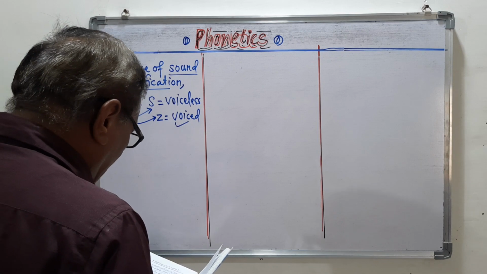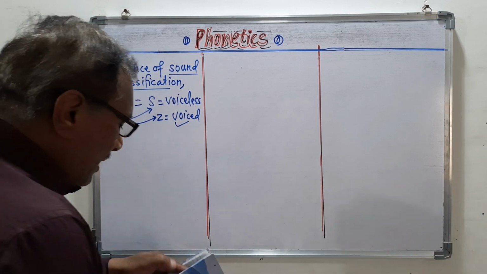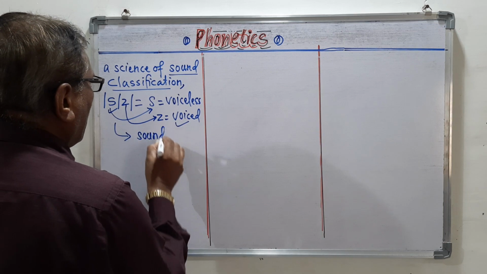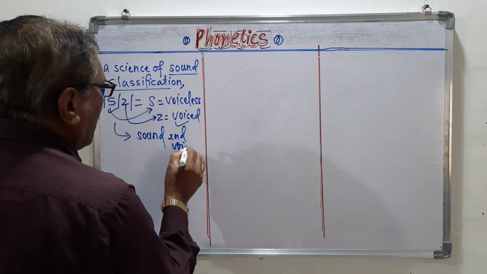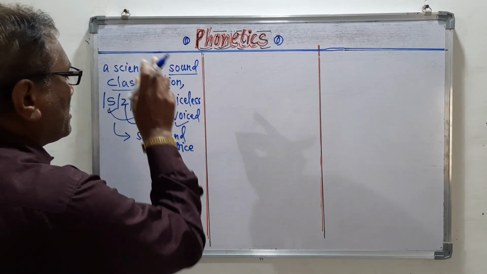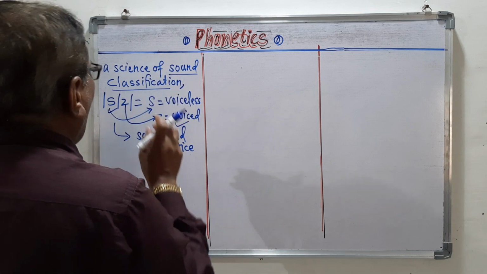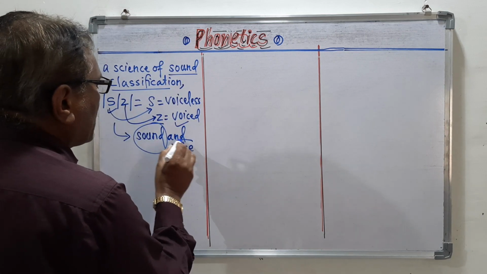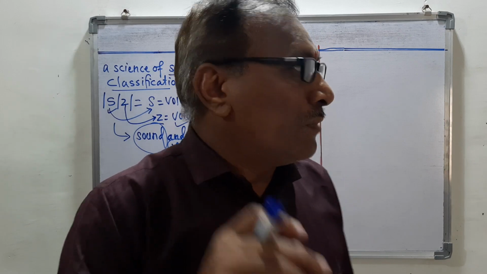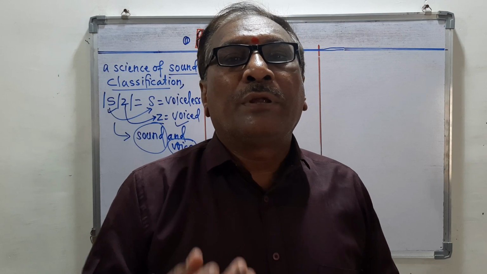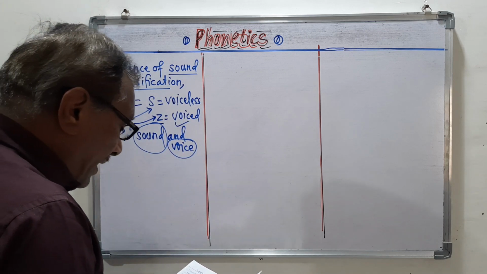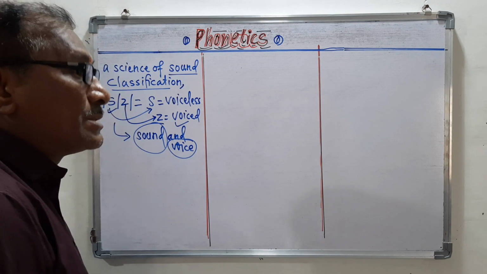So remember here, the main point is that phonetics is related with sound and voice. These sounds are classified as sounds and as voice, because it is related with the voice. And whose voice? It is related with the voice of humans, and it is related with the voice of animals. So this is the point, and that's why phonetics is related with sound or voice.